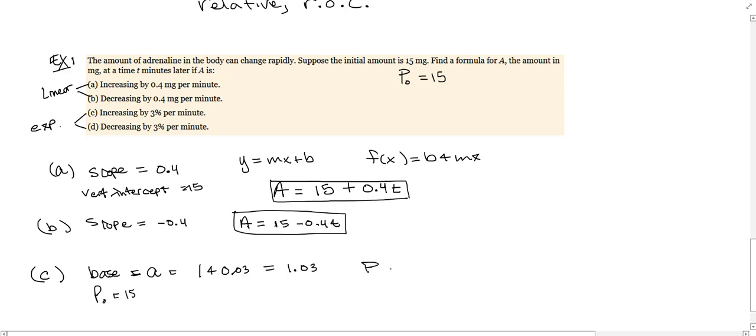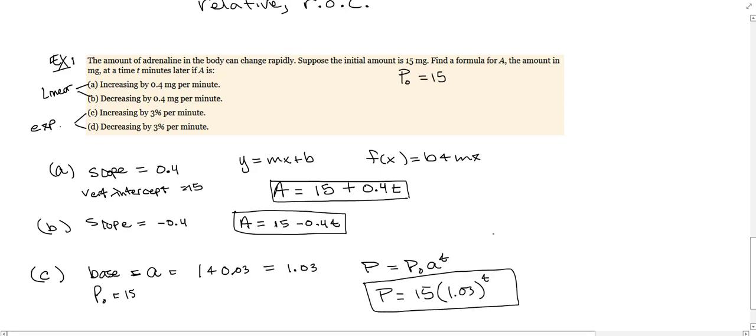And so our exponential function in general is P equals P naught times a to the t. And so that's going to give us P equals 15 times 1.03 to the t power.